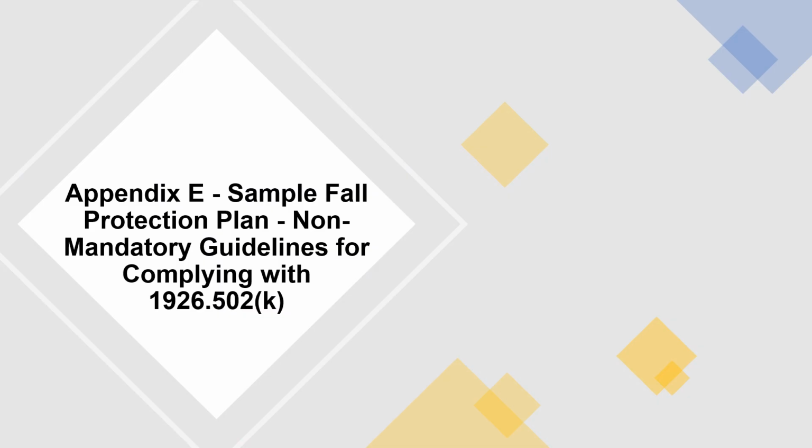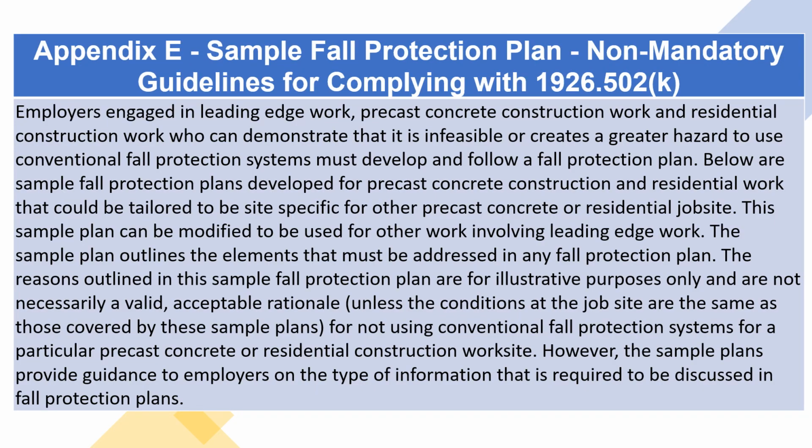Appendix E. Sample Fall Protection Plan. Non-Mandatory Guidelines for Complying with 1926.502(k). Employers engaged in leading-edge work, precast concrete construction work and residential construction work who can demonstrate that it is infeasible or creates a greater hazard to use conventional fall protection systems must develop and follow a fall protection plan. Below are sample fall protection plans developed for precast concrete construction and residential work that could be tailored to be site-specific for other precast concrete or residential job sites. This sample plan can be modified to be used for other work involving leading-edge work. The sample plan outlines the elements that must be addressed in any fall protection plan.